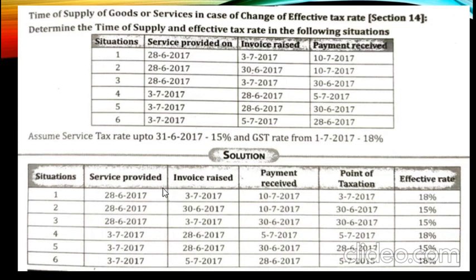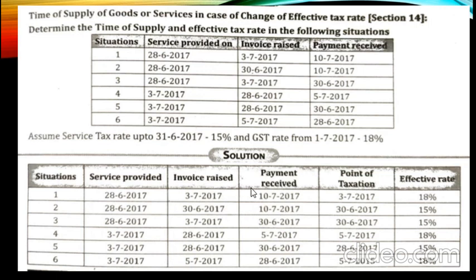We will decide first. The service provided is 28th June 2017, which is before the change in rate. When did the change in rate occur? From 1st July. So this is before the change in rate, and the invoice date is after the change, and the payment received is also after the change. So two conditions are after the change. As the change was made on 1st July 2017, the invoice date is after 1st July 2017 and payment is also after 1st July 2017. So these two conditions are satisfied.